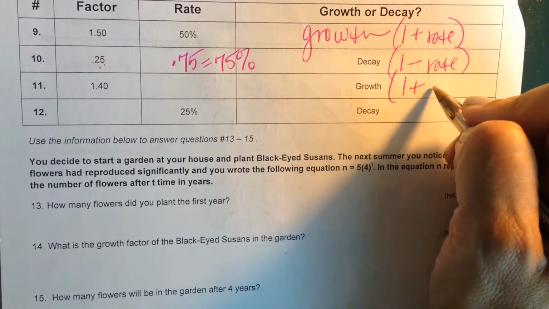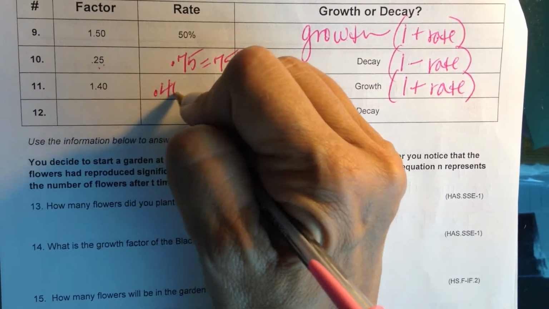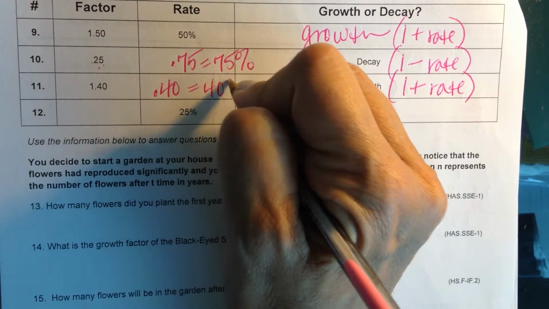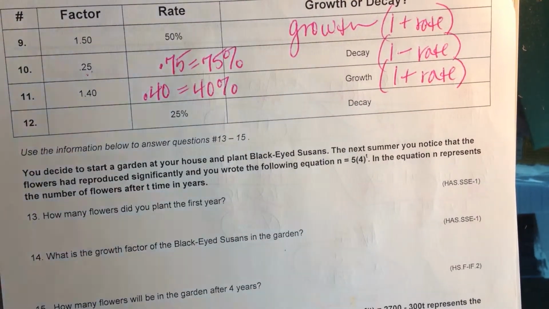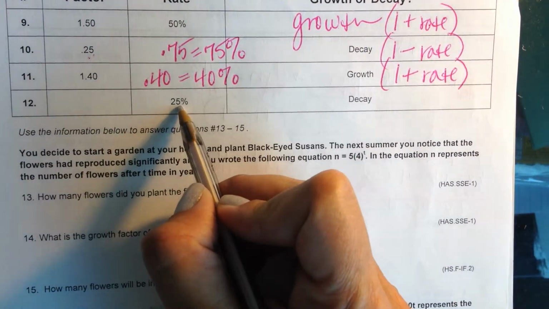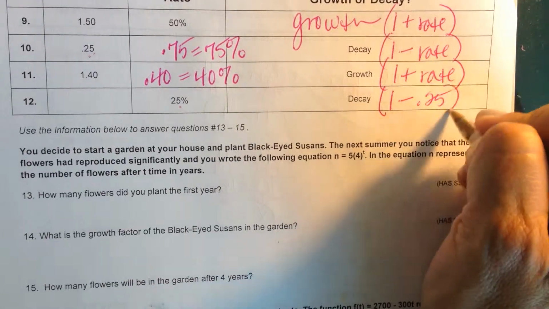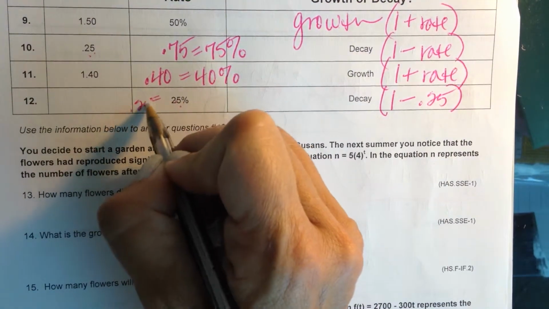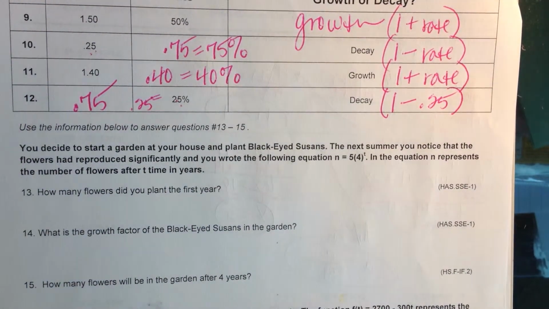Growth is 1 plus. The rate is how we get the factor, so we must have added 0.4 or 40% for number 11. And then in number 12, let's see, we've got a decay, and we want to reduce it by 0.25. 25% is 0.25, so the factor in our equation would be 0.75.